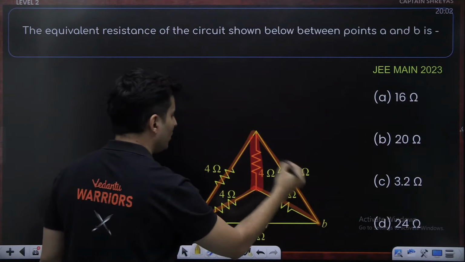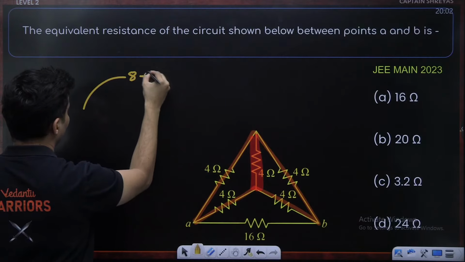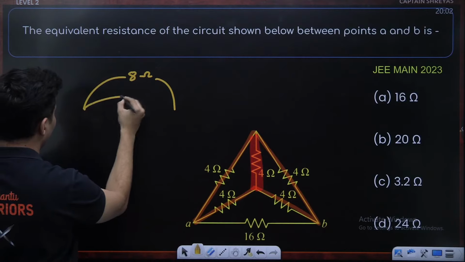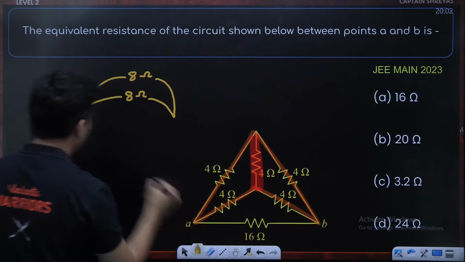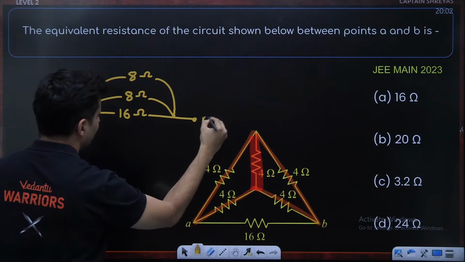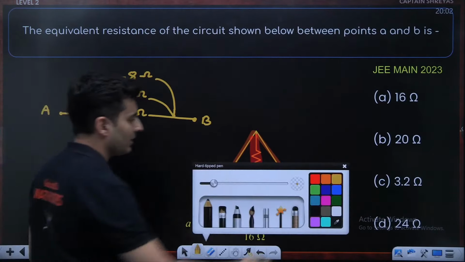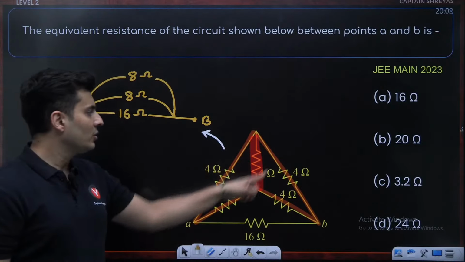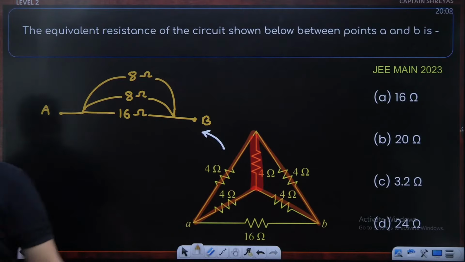So the top two are in series, so you will get 8 ohm over there. These two are also in series, so you will again get 8 ohm over there. And in between over here, you have 16 ohms. This is B and this is A. So this is the actual circuit. This circuit has been converted into this circuit. This is useless because 1:1, 1:1. It's a Wheatstone's arrangement. Wow, done.